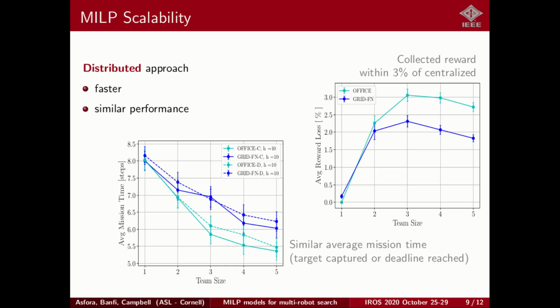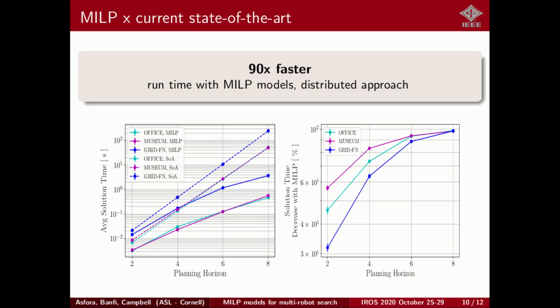What we found out is that yes, the collected reward of the distributed approach was within 3% of the centralized one. And the average mission time, either if the target was captured or deadline reached, was also similar, within 6%. But our most promising result is that with the MILP models, we were able to compute solutions 90 times faster than with the current state of the art.